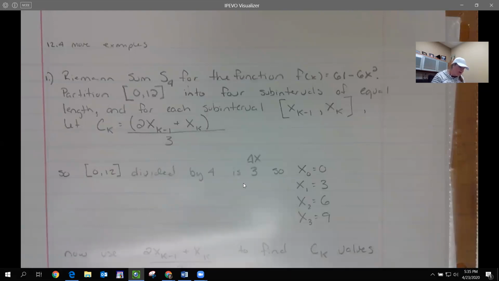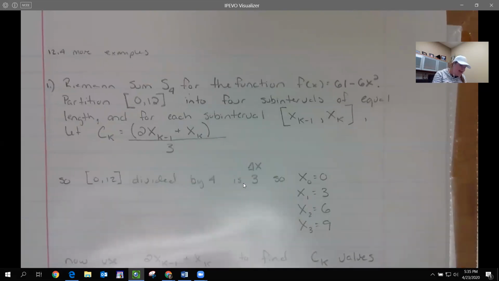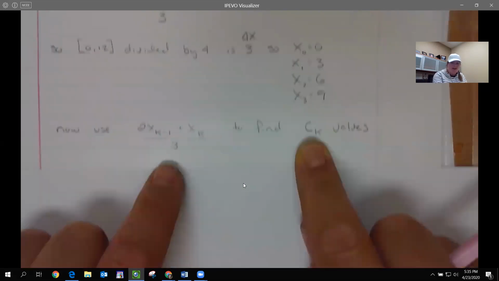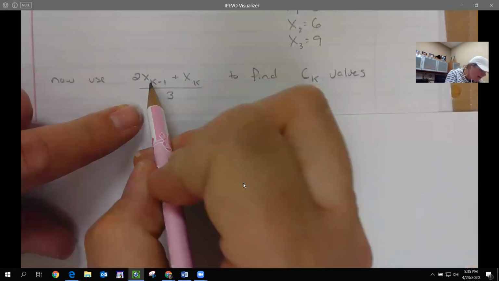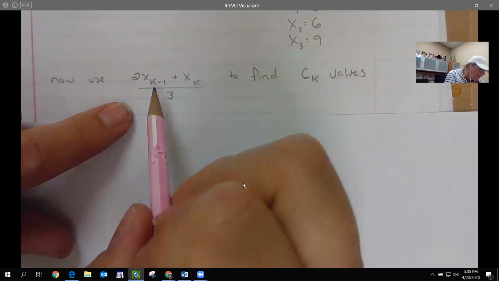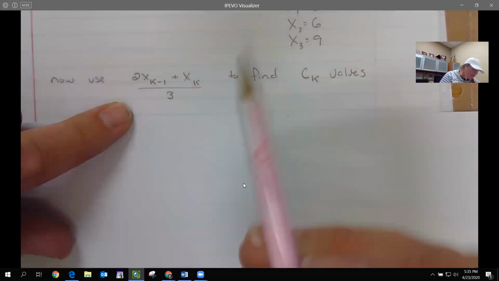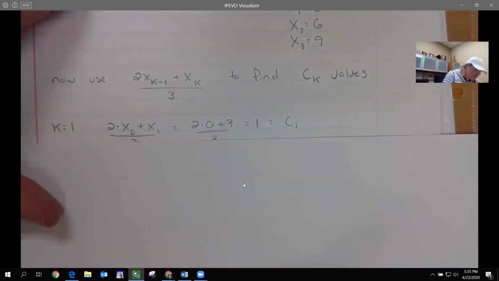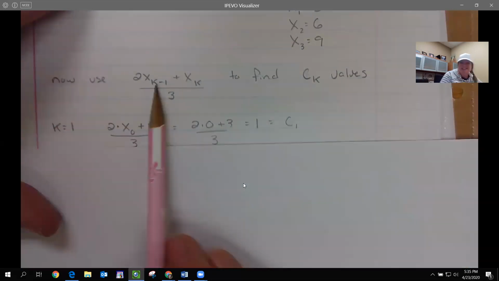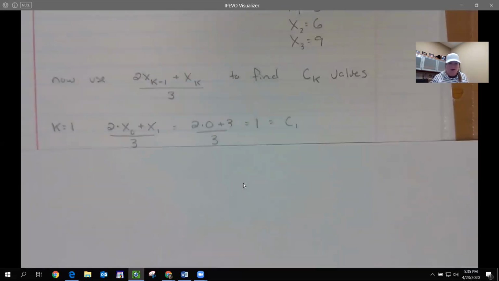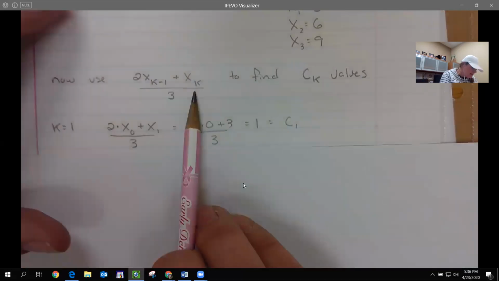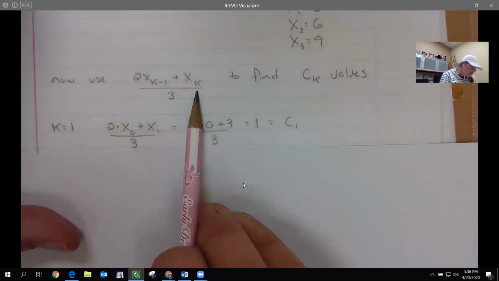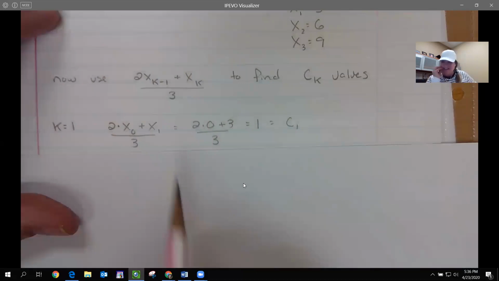Now I want to use this crazy information that they gave me to find my CK values. Well, what does that mean? It means I am going to take K minus 1. I'm going to start with the 0, x sub 0. That's what that's telling me. Start with the first one. It's like a left sum. You want to start with that first number. Okay, so K minus 1, and I want to go to K.